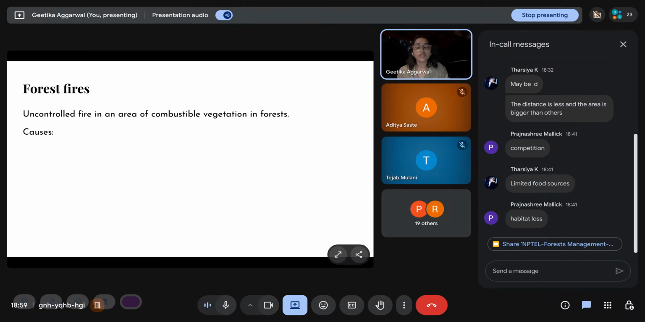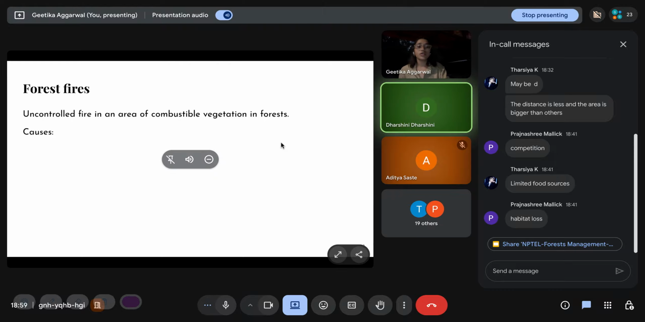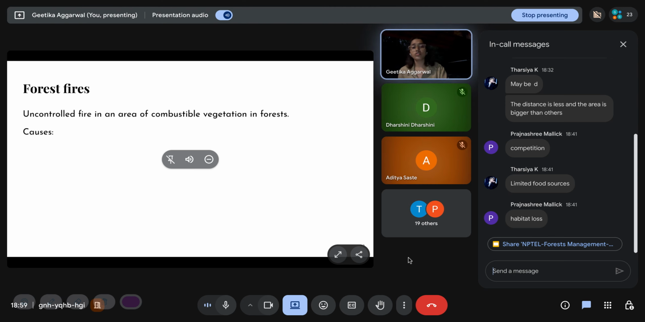What are the different causes of forest fires? So the causes of forest fires can again be natural or man-made. So can anybody here list some natural causes of forest fires? Anything that comes to mind? What could be some natural causes of forest fires?